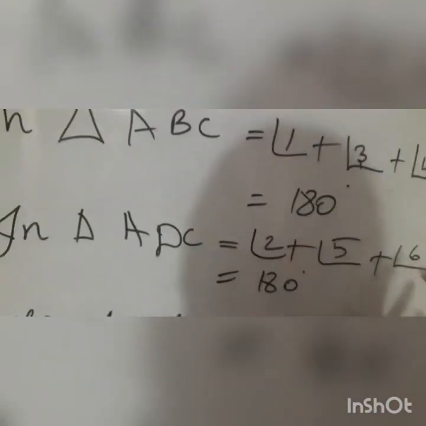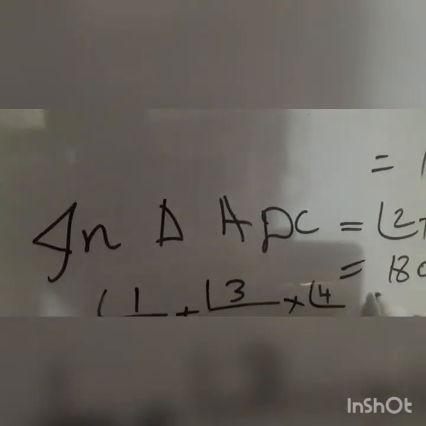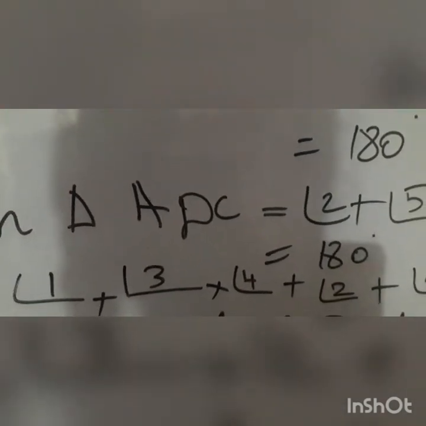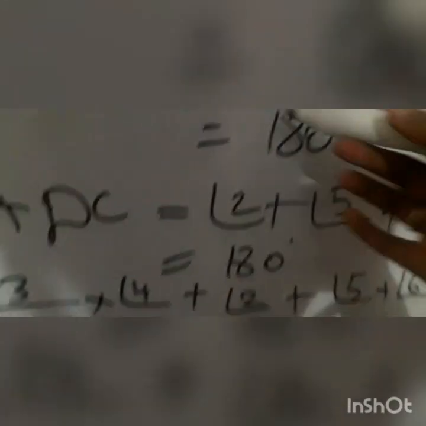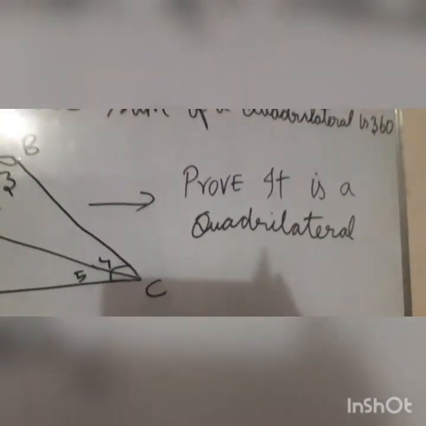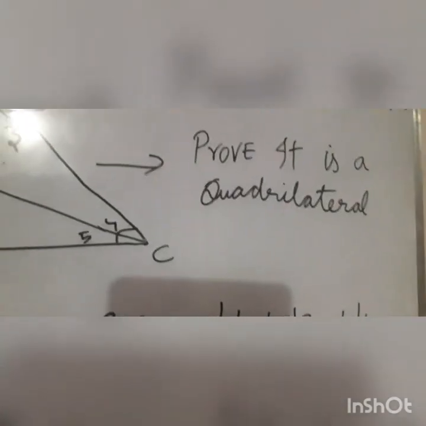So if you add these two sets of angles, you will get 316 degrees. So angle 1 plus angle 3 plus angle 4, and angle 2 plus angle 5 plus angle 6 is equal to 316 degrees. Because when you add 180 degrees plus 180 degrees, the result will be 316 degrees, and we already know that the sum of the angles of a quadrilateral is 316 degrees. So we can simply prove that it is a quadrilateral.